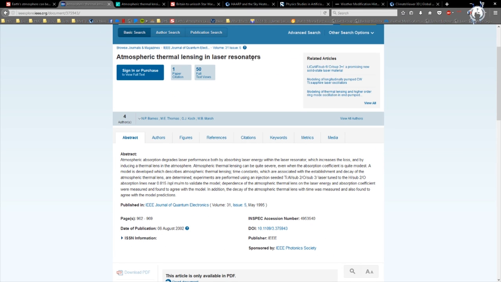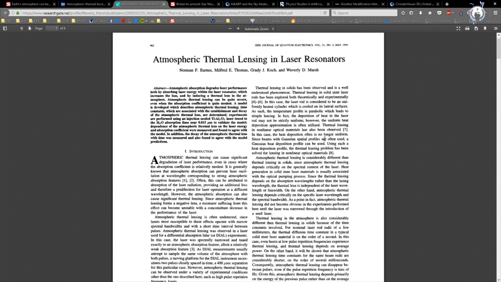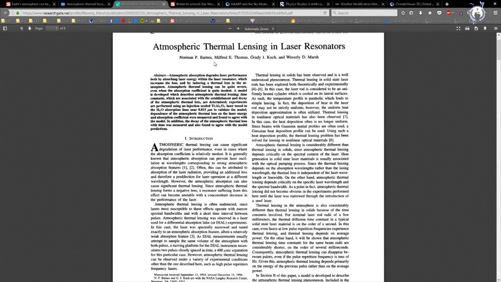Atmospheric thermal lensing and laser resonators. Anybody who knows anything about me knows my middle name is Resonated, and that this technology was published back in 1995. There's a paywall here, so I went and found a PDF for you. Links will be in the details. You can read all about it, but it's generally the same idea as what we've seen with HAARP.